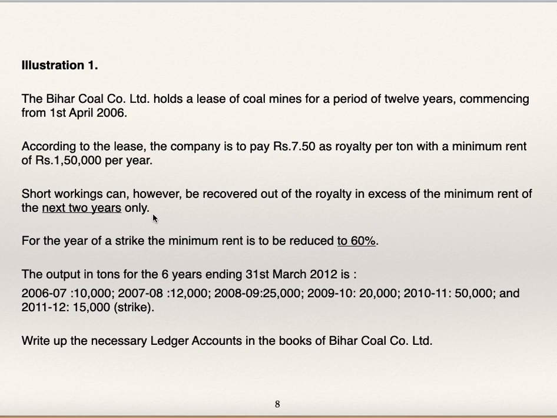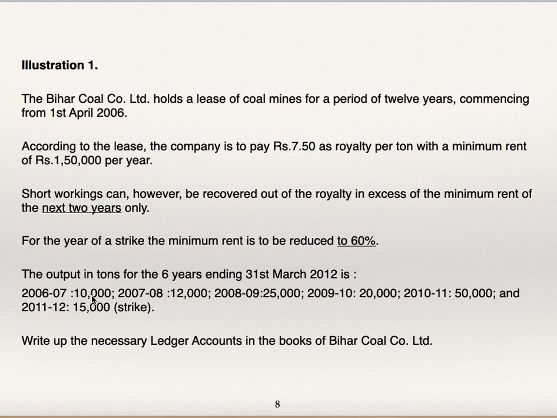This is very important. Lessee can recover the short working in the next 2 years. This is fluctuating right. For the year of strike, minimum rent is to be reduced to 60%. In case if there is a strike in any year, then in that particular year only, minimum rent would be 60% of 1,50,000. The output in tons for 6 years ending 31st March 12 is given.